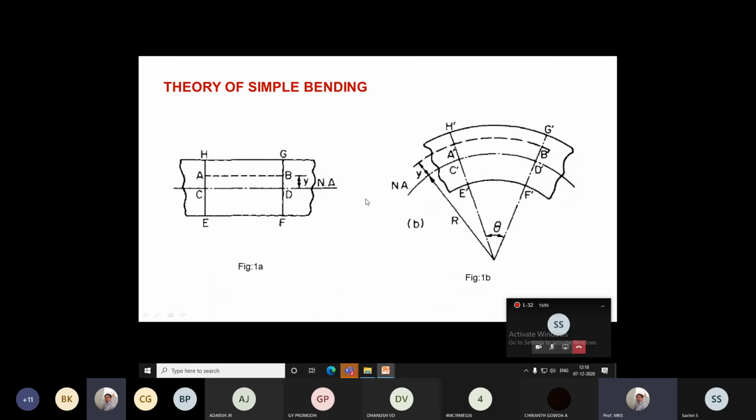So after the application of the force, the neutral axis is the one where the stress is zero. So at that axis, along any of the line, if you take any point in this neutral axis, the stress will be zero. Before and after the application, the length CD or C dash D dash will be the same since it is on the neutral axis. So that is called the theory of simple bending.